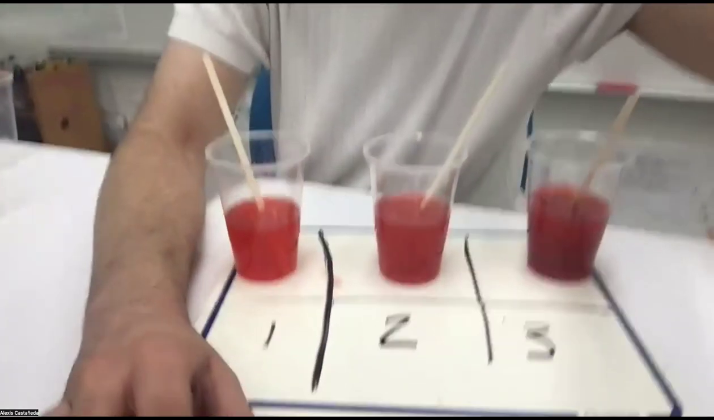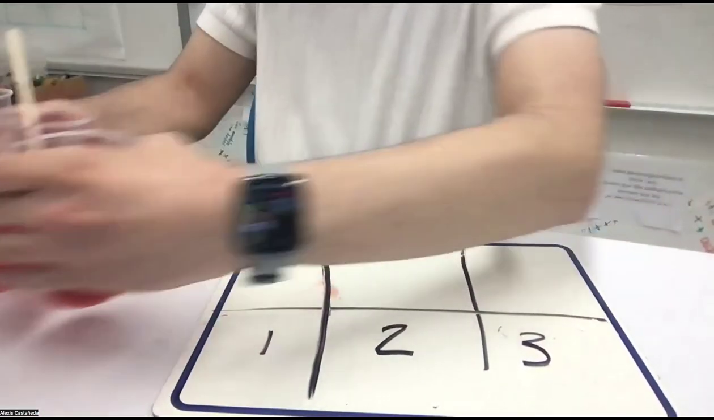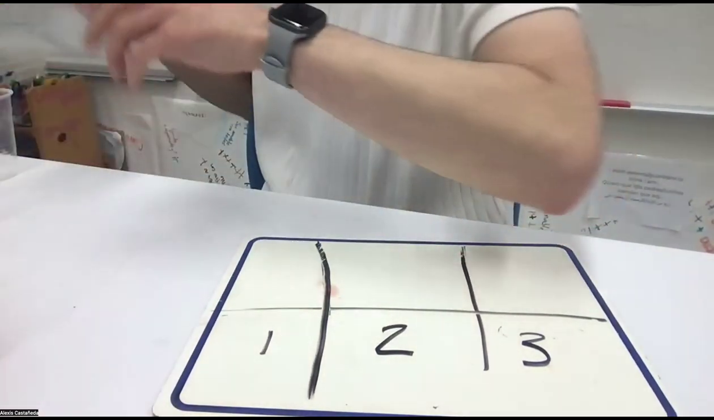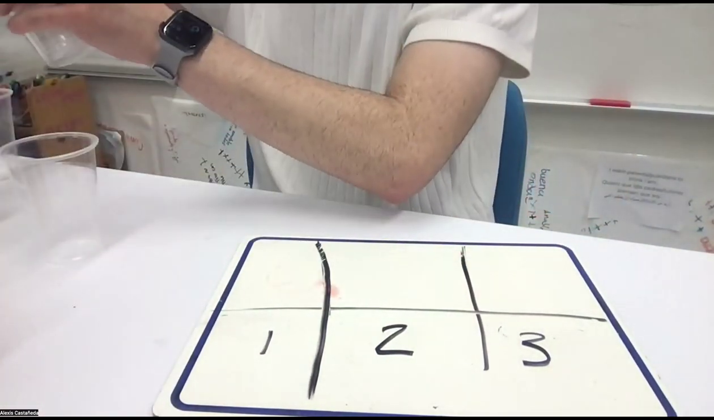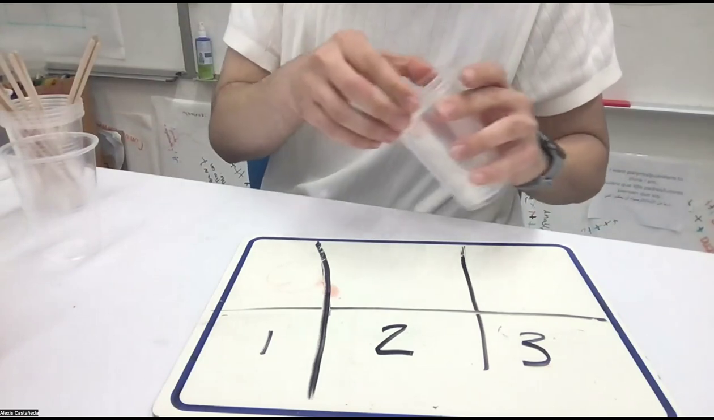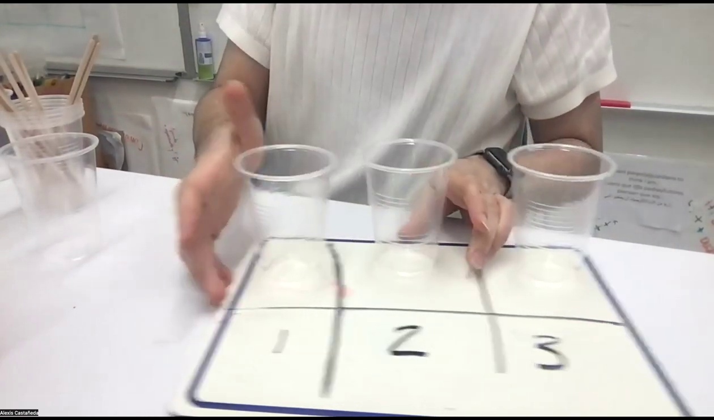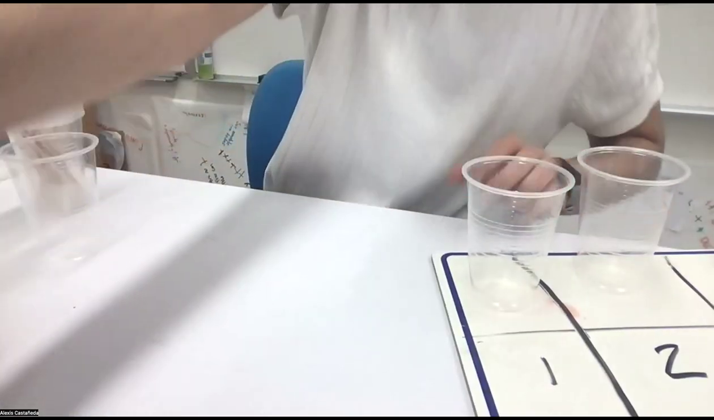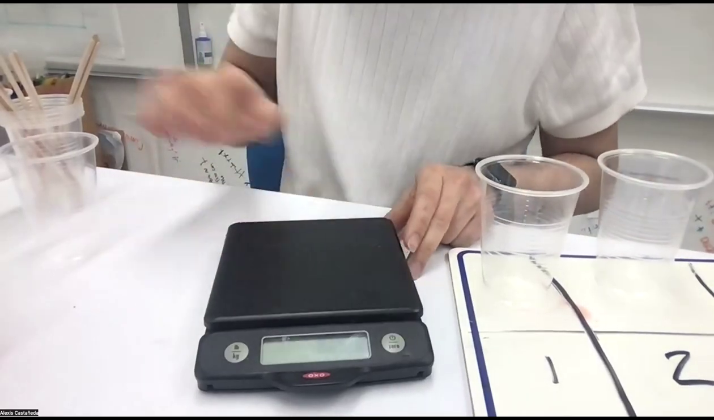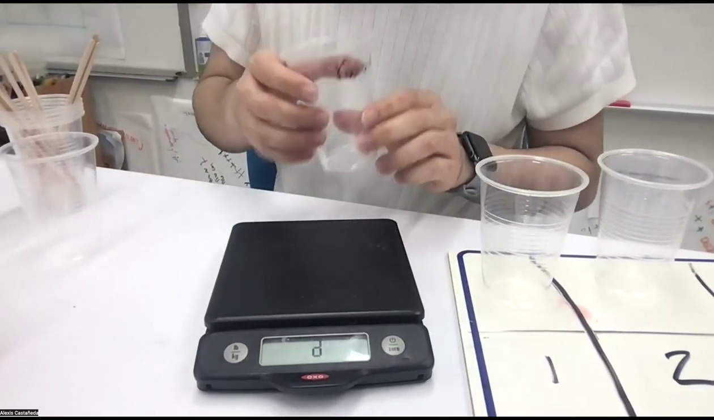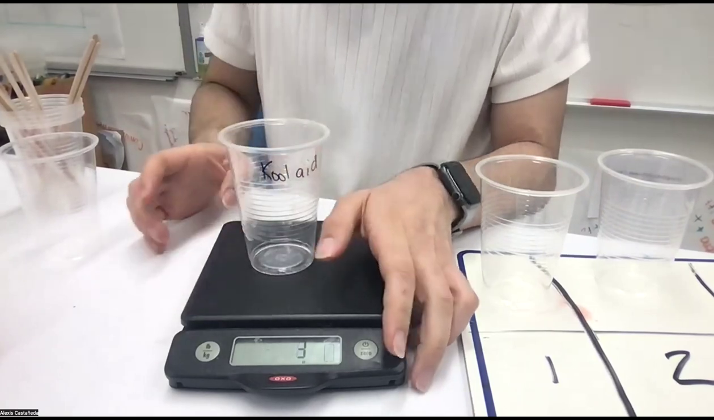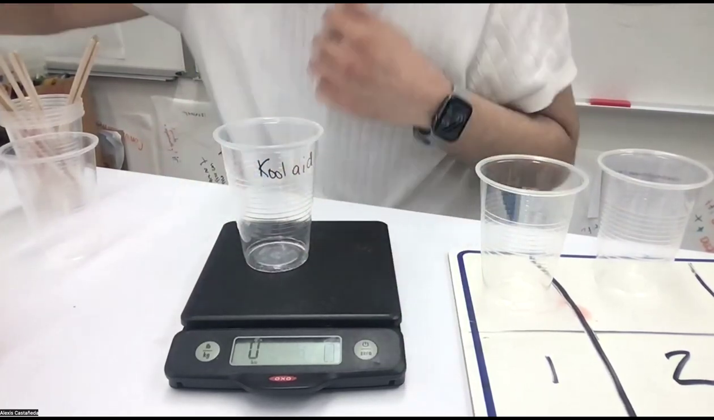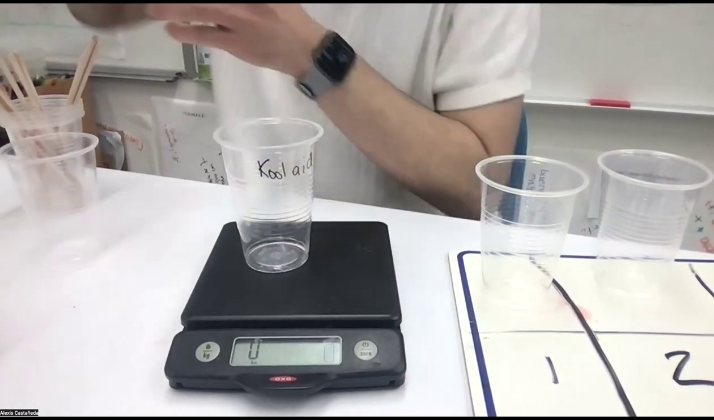So we'll need to have 3 new cups. Let's move these out of the way. We need 3 new cups. All right. We want them each to have 15 grams of Kool-Aid. So we'll turn this back on. We need 15 grams of Kool-Aid. So I want this to be at 0. So let's add 15 to each of these.